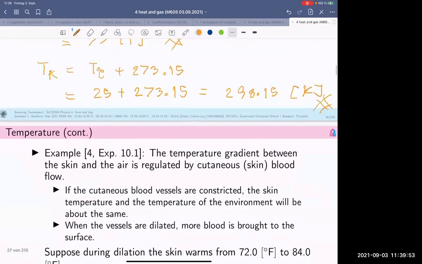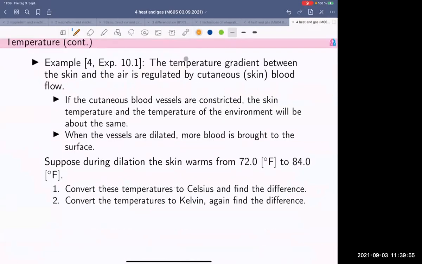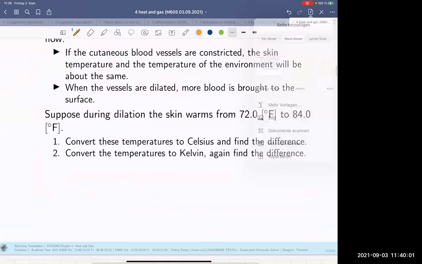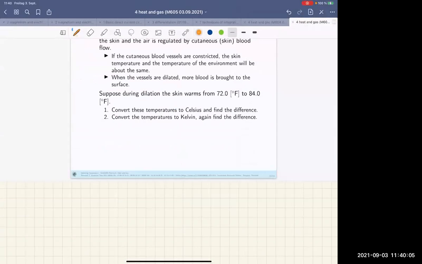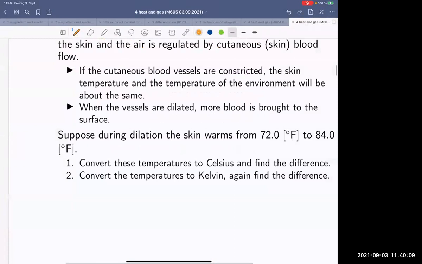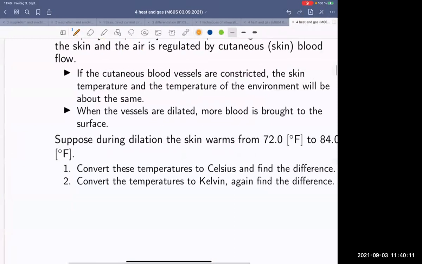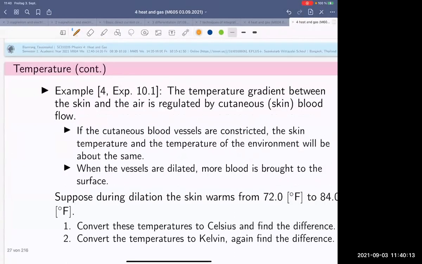We arrive at the next example, but this will involve some special vocabulary. The temperature gradient between the skin and the air is regulated by the cutaneous blood flow.